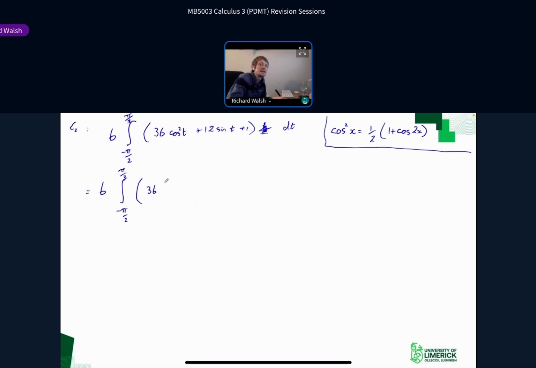So it'll be 36 times, instead of cos squared of t, I'm going to say it's a half of 1 plus cos of 2t. So instead of x in the tables, I have t. So it'll be a 36 times that. I'm just leaving the other terms for now. Simplify things down if I can. So 36 times a half is 18.